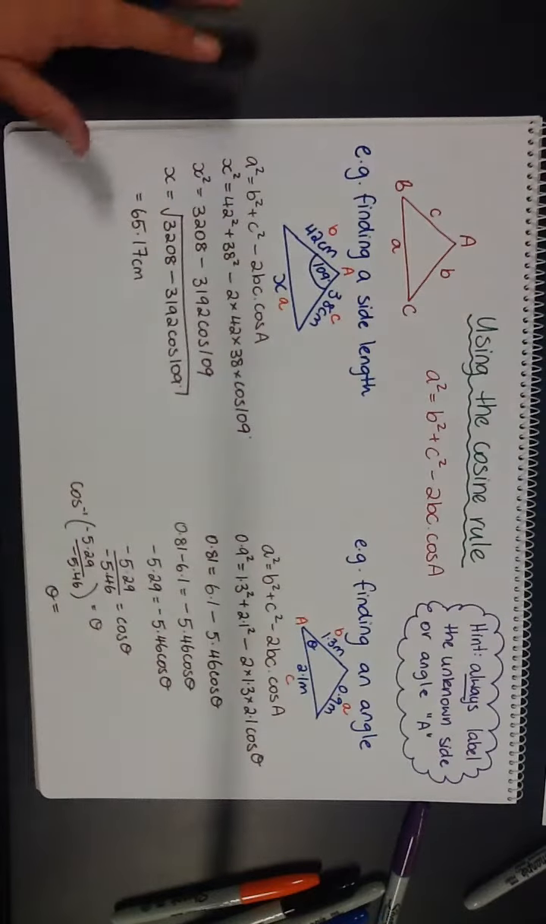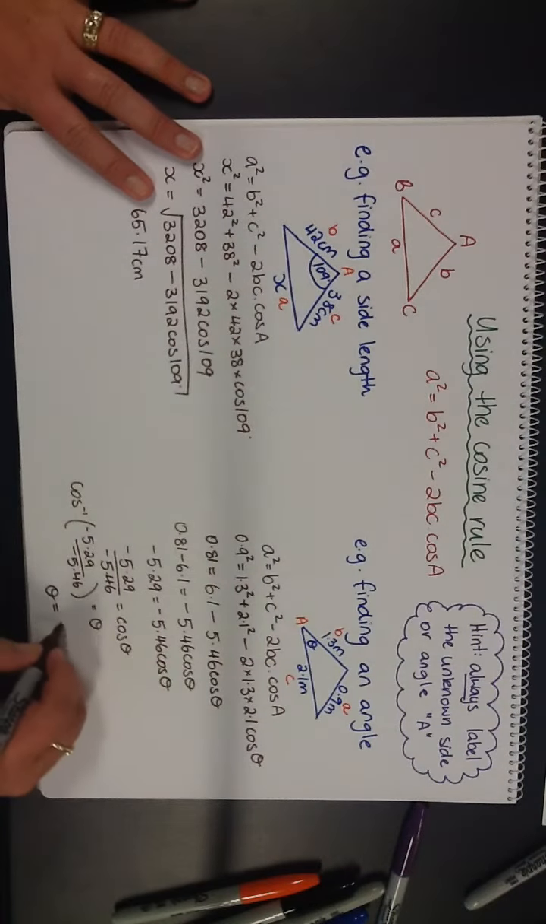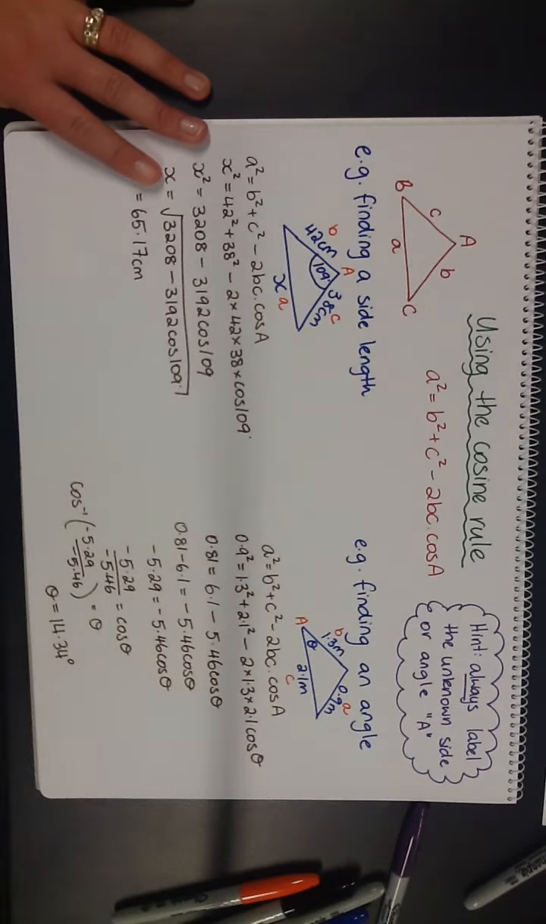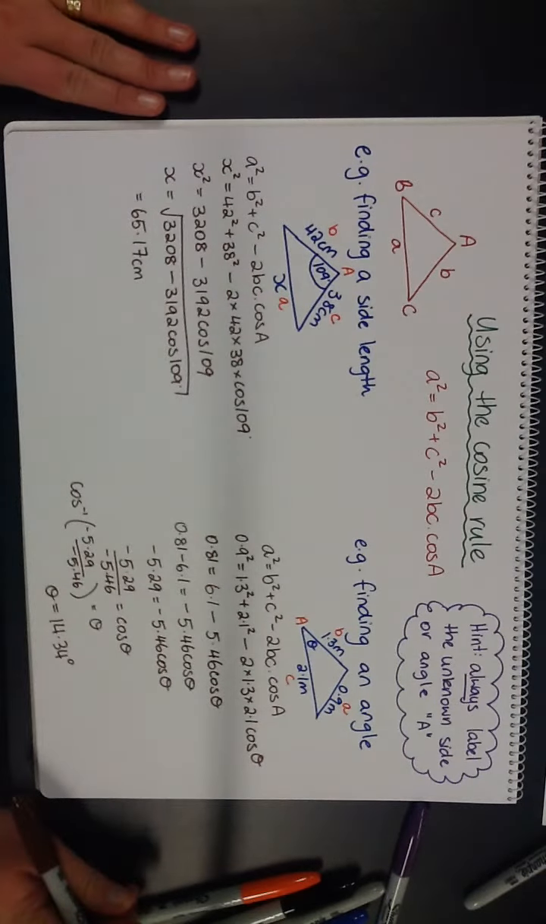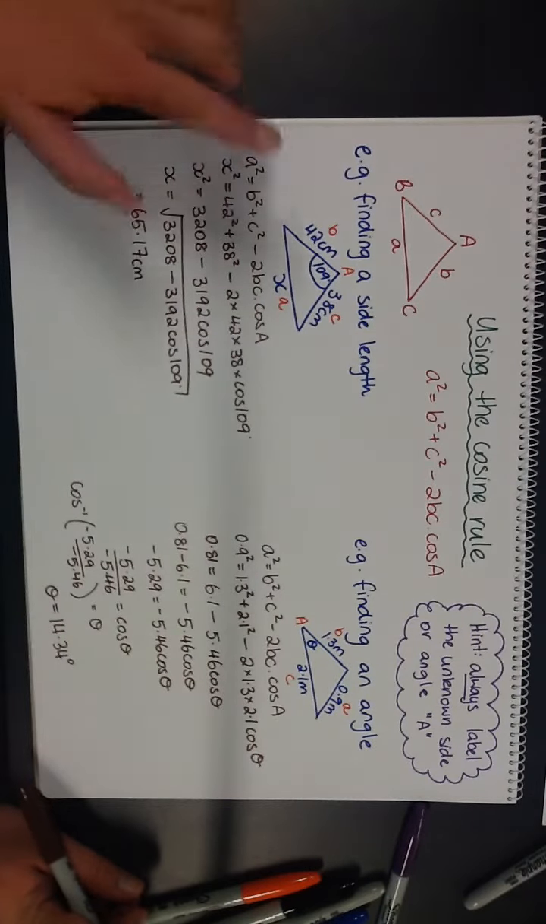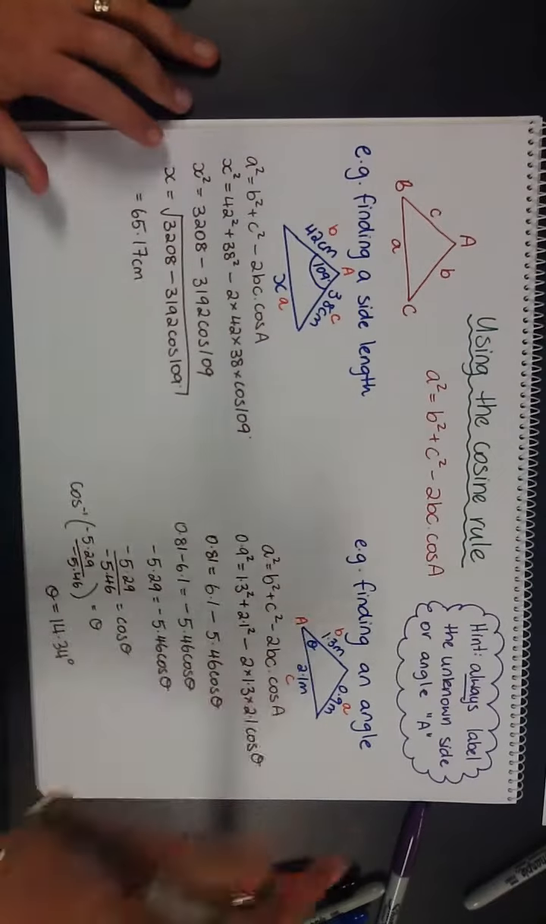If you put all of that into your calculator, hopefully you would get an answer of 14.34 degrees because we're finding an angle in this case. So that's how you would use the cosine rule to find either a side length or an angle.